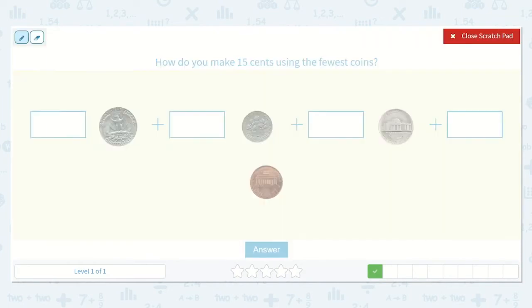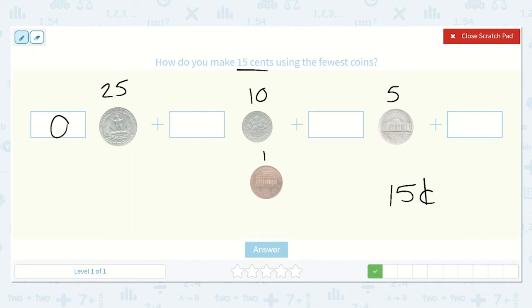Next, it asks, how do you make 15 cents using the fewest coins? So 15 cents. All right, I know my quarter is 25, my dime is 10, my nickel is 5, and the penny is 1. So would 25 work? No, 25 is too much, so we have 0 quarters. All right, what about 10 cents? Could we use one of those?